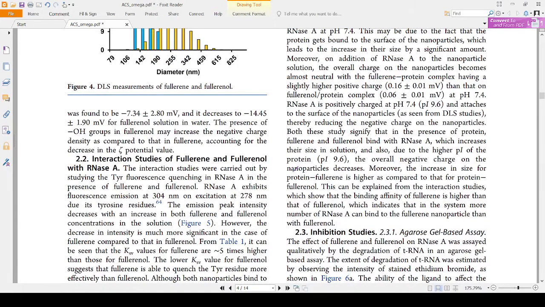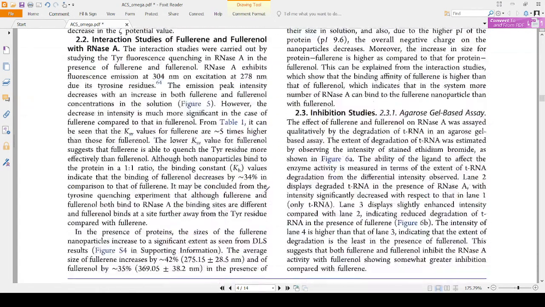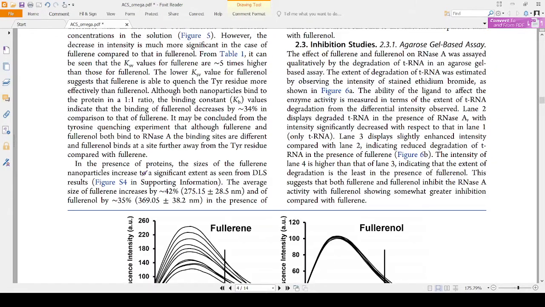Now once they have characterized it, there are other characterizations like the UV, which are discussed in the supplementary information, which I am currently not covering. Now they have tried to understand the interaction studies of fullerene and fullerenol with ribonuclease A. And in terms of interaction study, they have used fluorescence quenching studies.